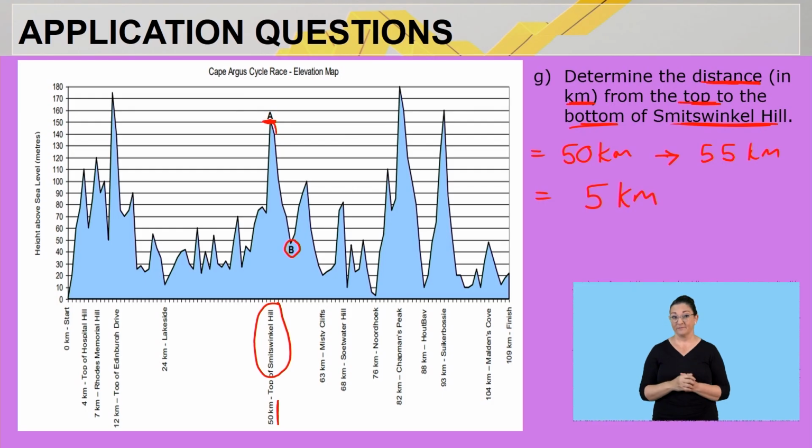So when they start here on top, when they're at the highest point of Smitswinkel Hill, they will then take a decline going downwards, downhill basically, till they are at around 55 kilometers. So the question is asking, determine the distance in kilometers from the top to the bottom of Smitswinkel Hill. So the distance from the top to the bottom of Smitswinkel Hill is then 5 kilometers.